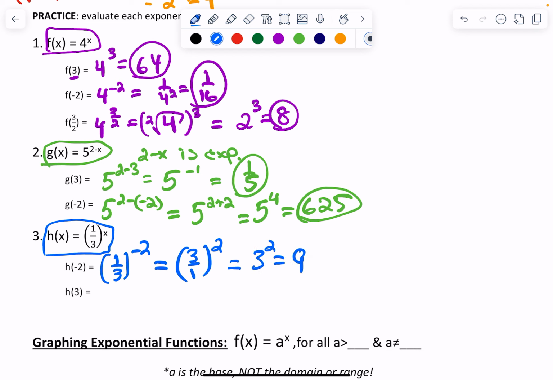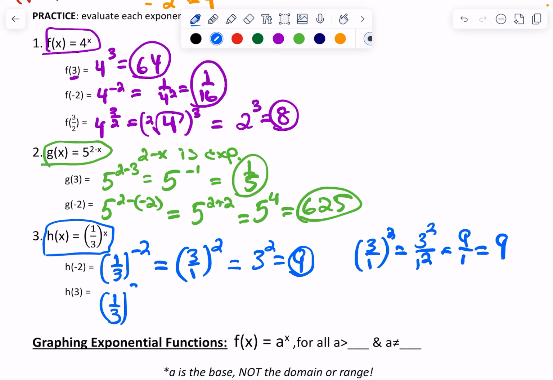Our other option, and especially if it is not 3/1, what we would do is take out the parentheses and get 3 squared and 1 squared. And that gives us 9/1, which is 9. So the same answer, two different ways. Just depends on what your numbers are or what the fraction is. Okay, h of 3. So 1/3 with exponent 3. Again, we're dropping the parentheses, so 1 cubed over 3 cubed, which is 1/27.